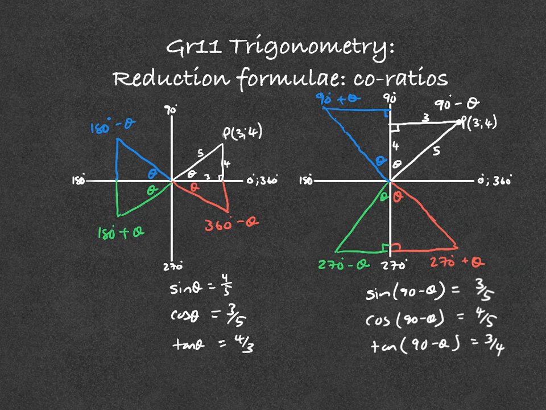Okay, so let's quickly make an observation here. Look at sine, 4 over 5, and sine there is 3 over 5; cos there is 3 over 5, cos there is 4 over 5. So what happens? The ratio of sine of the normal triangle is the same as the ratio of cos in the 90 degrees minus angle, and then the ratio of cos in your default triangle is the same as the sine of that co-function.